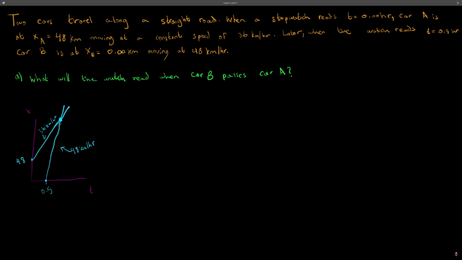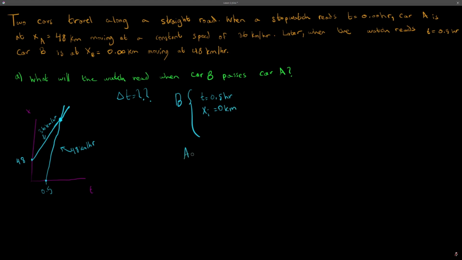Knowing this, the question asks us, what will the watch read? So we're asking for time here. Delta t, we don't know. What will it read when car B passes car A? The best thing we can do in this question is just list out all our variables. So let's start with car B. We have t equal to 0.5 hours, and x initial equal to 0 kilometers.